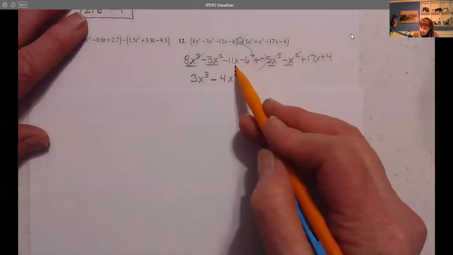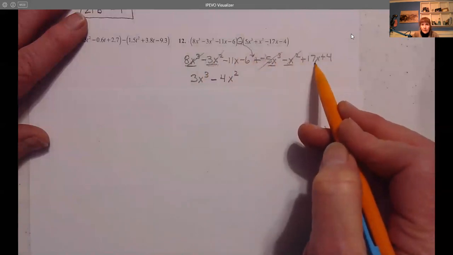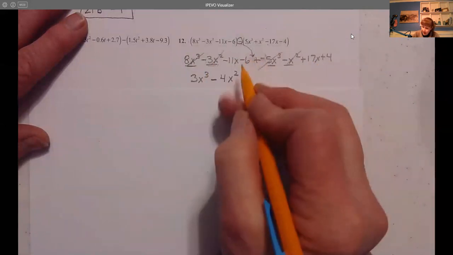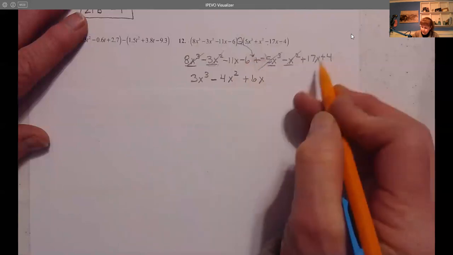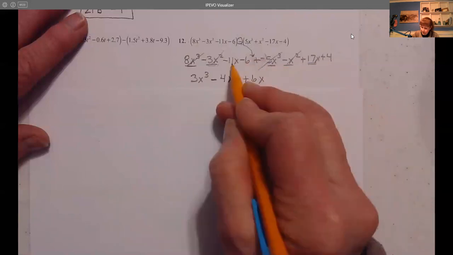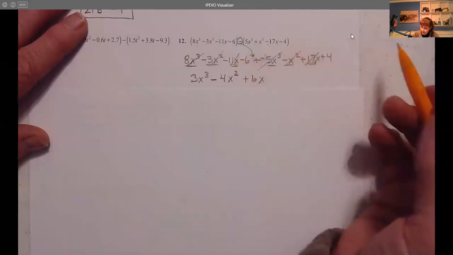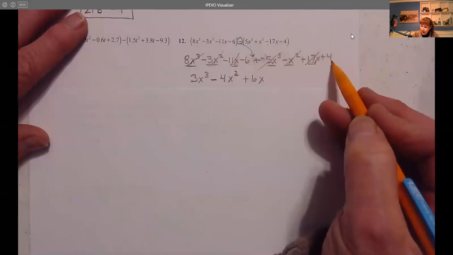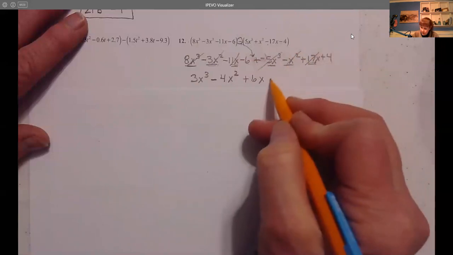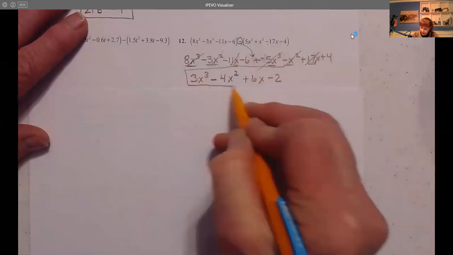X to the first, I have a negative 11 and a positive 17, which means when I combine those, it looks like I'll have a positive 6 x's. Okay, when I have these two, give me a positive 6. And it looks like we have a minus 6 and a positive 4, which gives us a minus 2. And that's it. There's your answer.